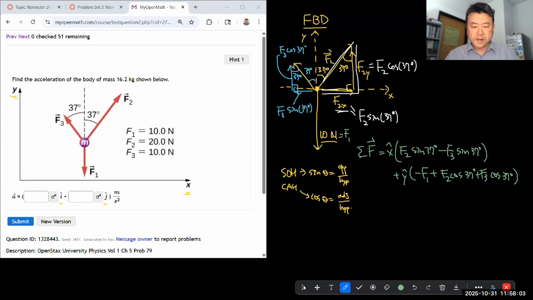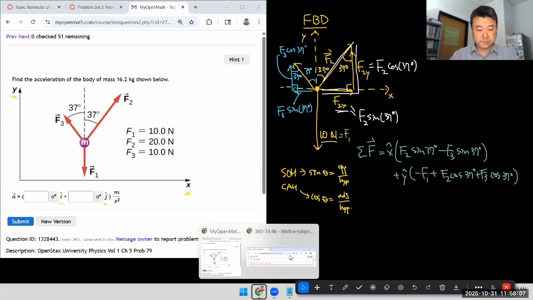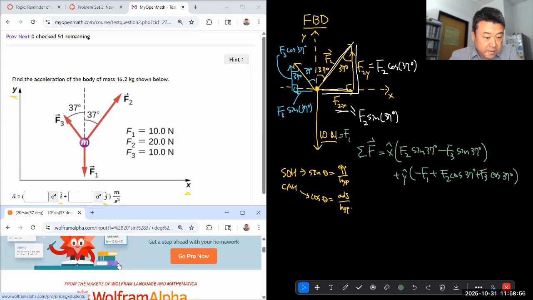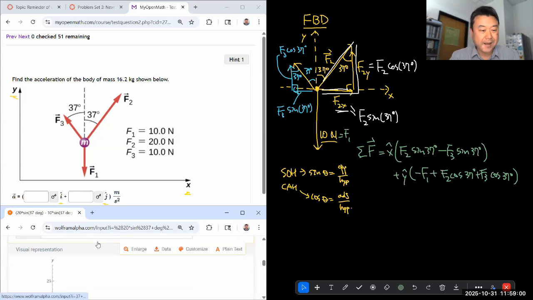Let me do this calculation in Wolfram Alpha using a vector-like notation, or more precisely, I'm gonna do it as a tuple kind of calculation. So parentheses, this will be the first element of the tuple. That will be F2, 20 Newton times sine of 37 degrees minus F3, 10 Newton times sine of 37 degrees. That's the x component. And the y component will be minus 10 Newton plus F2, 20 Newton times cosine of 37 degrees plus F3, 10 Newton times cosine of 37 degrees. And this should give me an answer basically in tuple form. I think that's supported. Yeah, coordinates work.